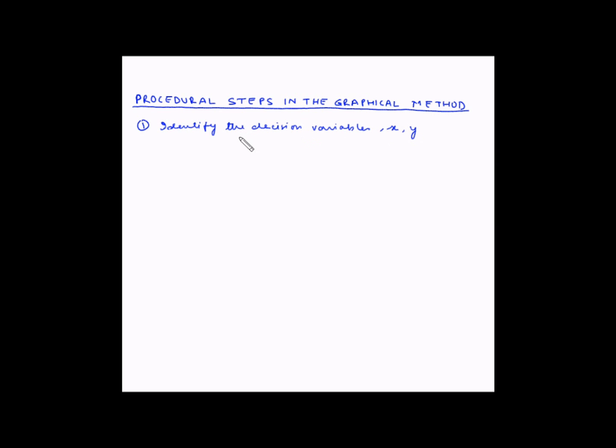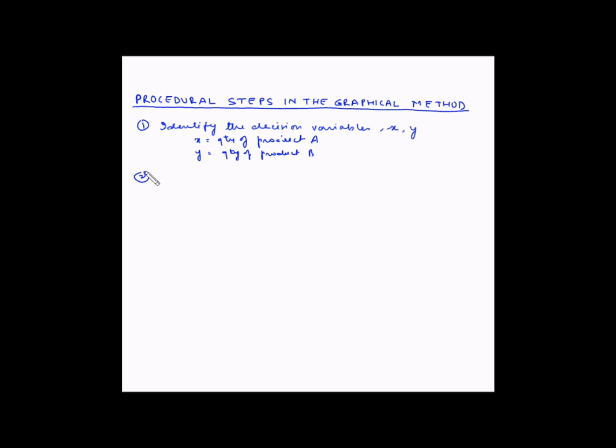For example, you could say x equals the quantity of product A and y equals the quantity of product B to be manufactured.